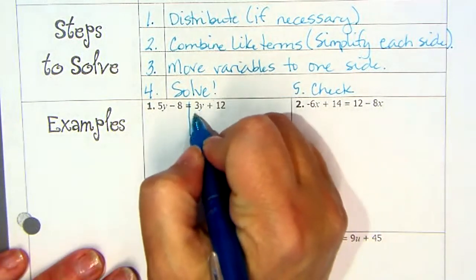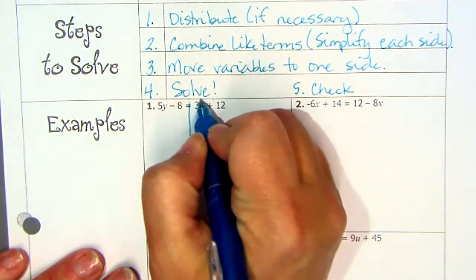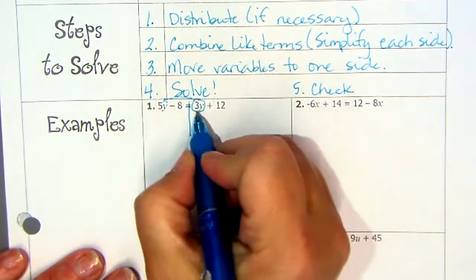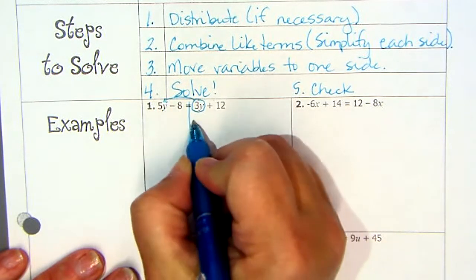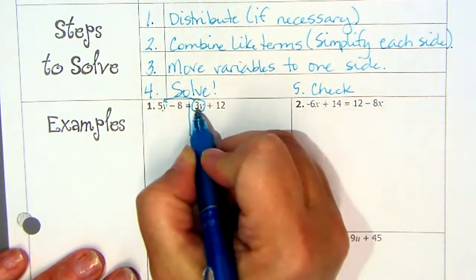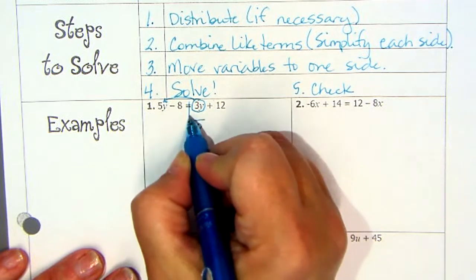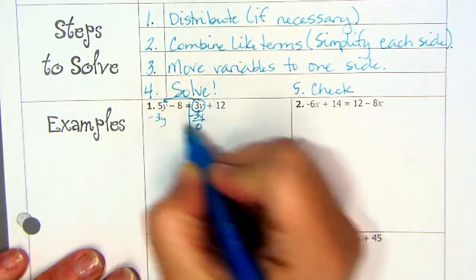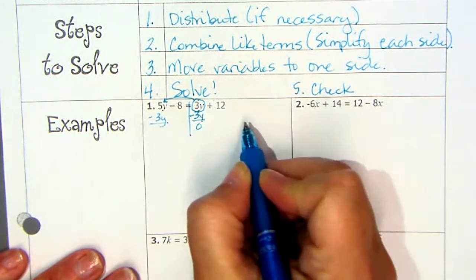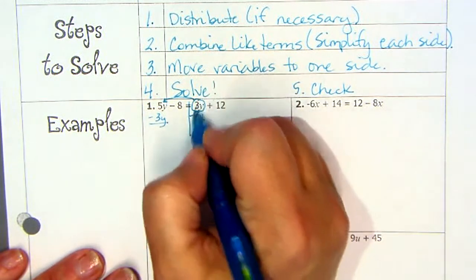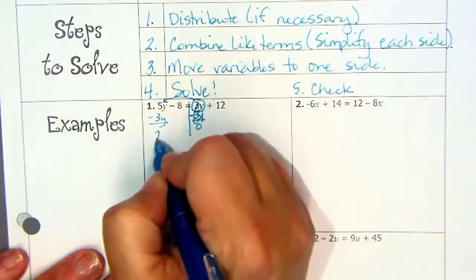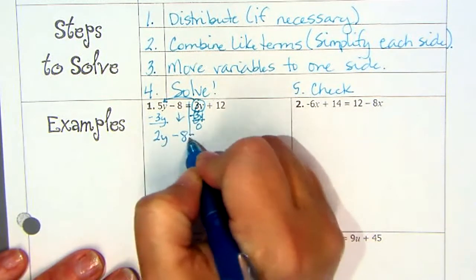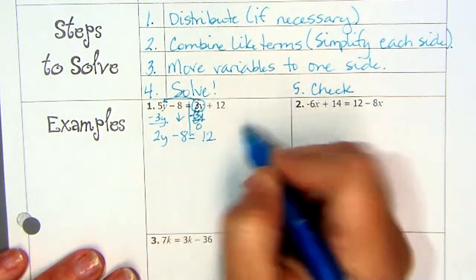Okay, so I'm going to subtract 3y because I'm wanting to move this variable to the other side. Remember, I want to do whatever it takes to make this equal 0. So if this is a positive 3y, I need to subtract 3y from both sides. When I do that, this cancels out, and I'm left with 2y, bring this down, minus 8 equals a positive 12.